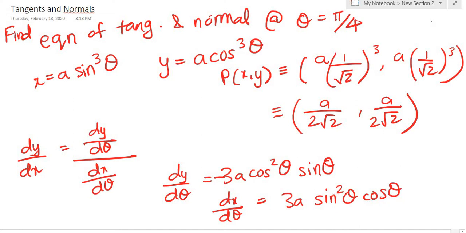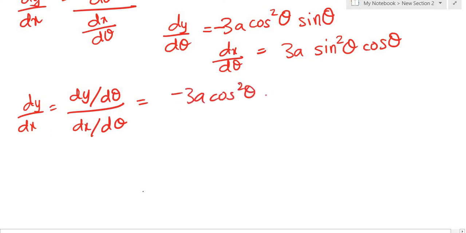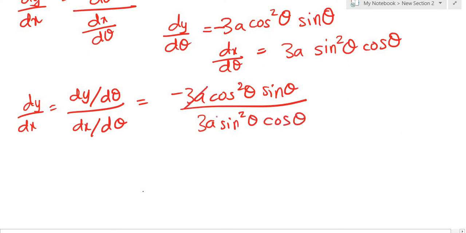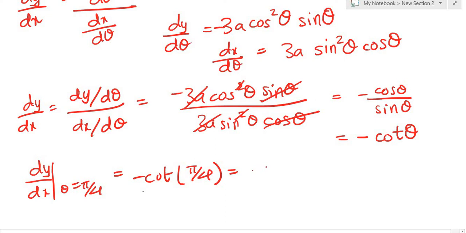Now we want to go ahead and divide both of them. So dy over dx is dy over d theta upon dx over d theta. Now that will just be minus 3a cos squared theta sine theta over 3a sine squared theta cos of theta. Sine and this power will cancel, this and that. We are left with negative cos theta by sine theta, which is famously known as negative cot theta. And now you can find the slope of the tangent line at theta is equal to pi over 4. You can just plug that in. Negative cot of pi over 4. Cot of pi over 4 is 1, so negative 1.